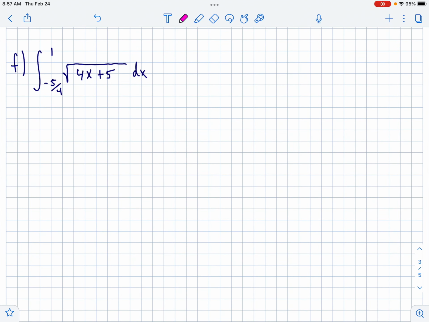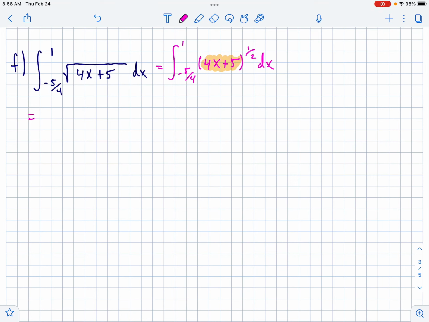Next problem. First, I'm going to rewrite that as the integral of (4x plus 5) to the 1/2 dx. Recognize that this is a backwards chain rule. You could use substitution if you want, but the inside is linear, so really that just means we're going to have to put a 1/4 on the outside because we're missing a 4 coefficient, the derivative of the inside.